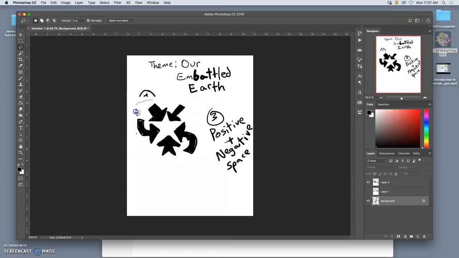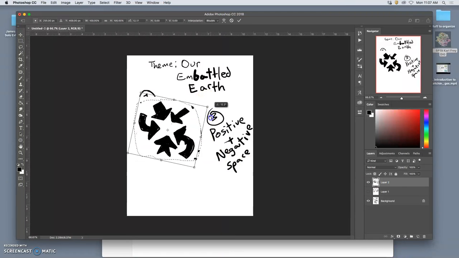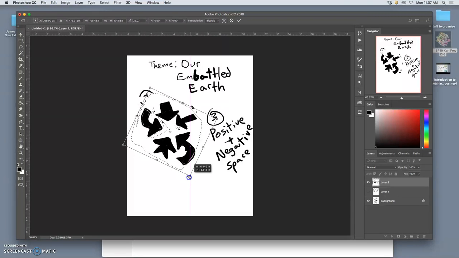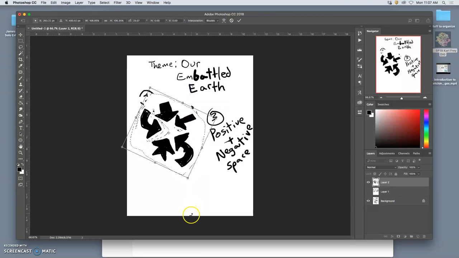But what happens if I get rid of all the horizontals and verticals and really play up the movement of it? What happens if I tilt it? Then it becomes more dynamic because our eye takes it in movement.